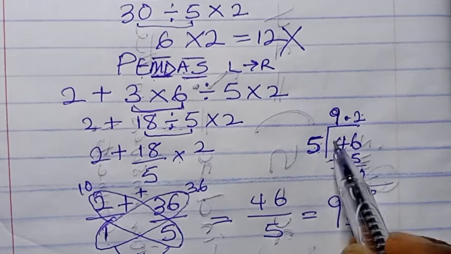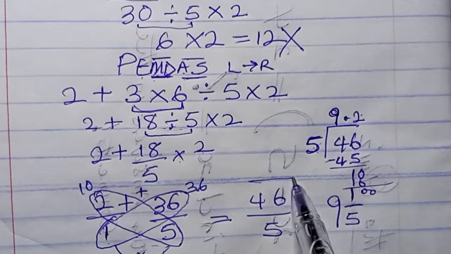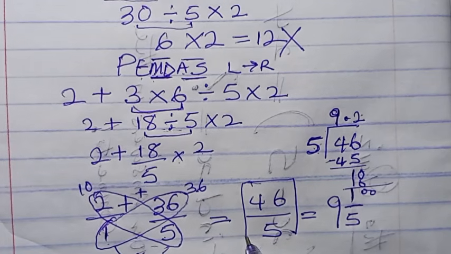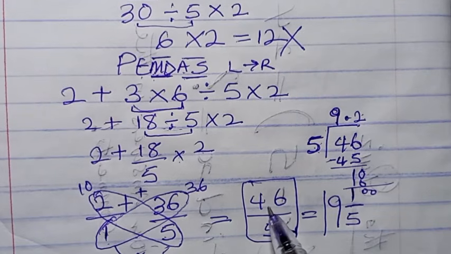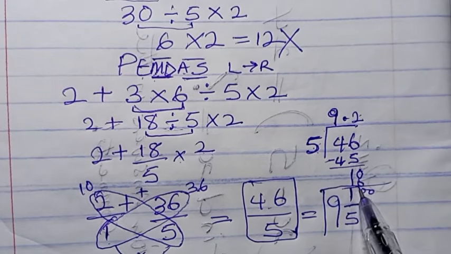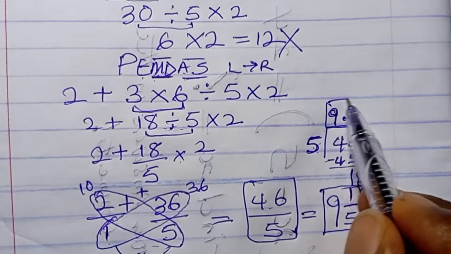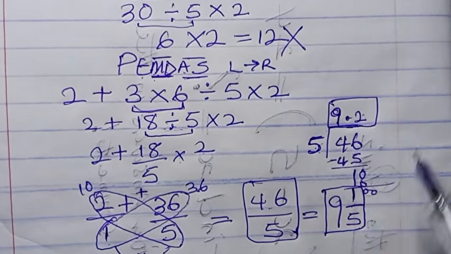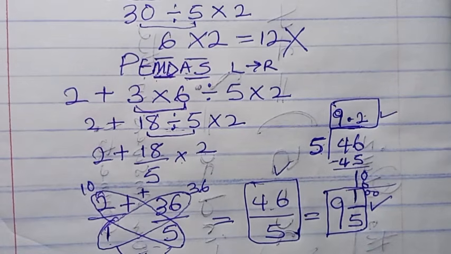All right. So our fraction, so let me box the 3 answers. So we have a mixed fraction answer. All right. This is the improper fraction answer. We have a mixed fraction answer. And we have a decimal number answer. So we have 3 different answers for this question.